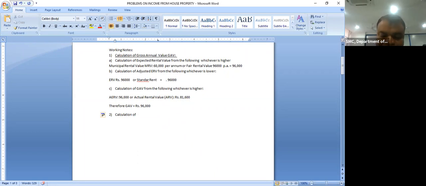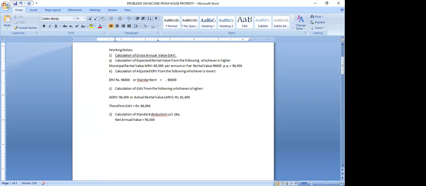Calculation of the standard deduction under section 24A. Here, net annual value. What is the net annual value? Is it 90,000? Yes, guys, is it 90,000? Yes, sir.